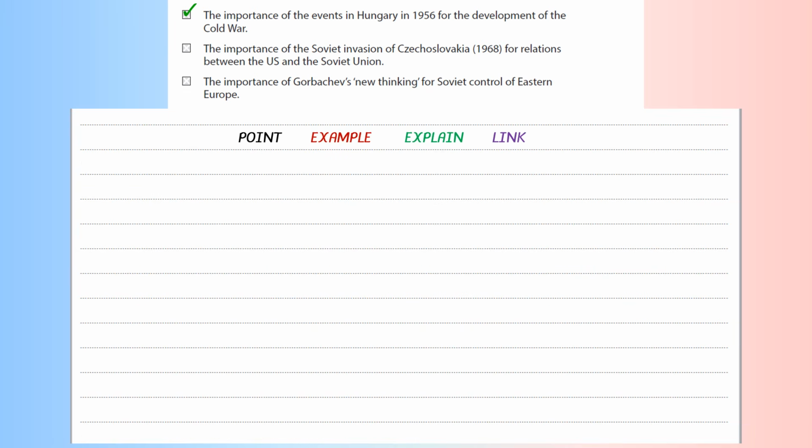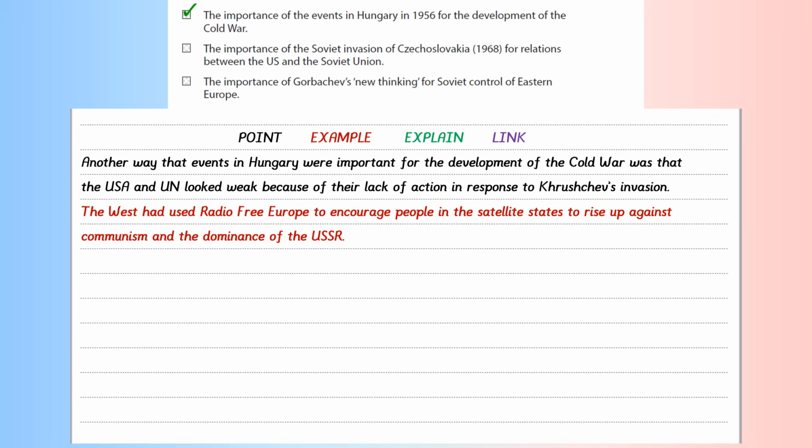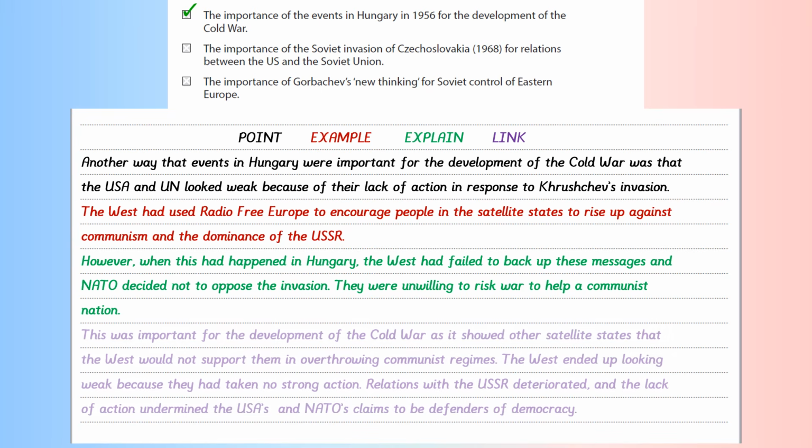You'll notice that I'll use exactly the same structure for this second paragraph. Another way that events in Hungary were important for the development of the Cold War was that the USA and UN looked weak because of their lack of action in response to Khrushchev's invasion. The West had used Radio Free Europe to encourage people in the satellite states to rise up against communism and the dominance of the USSR. However, when this had happened in Hungary, the West had failed to back up these messages and NATO decided not to oppose the invasion. They were unwilling to risk war to help a communist nation.